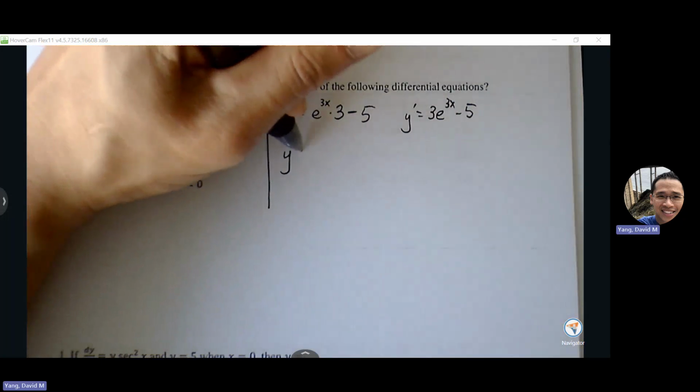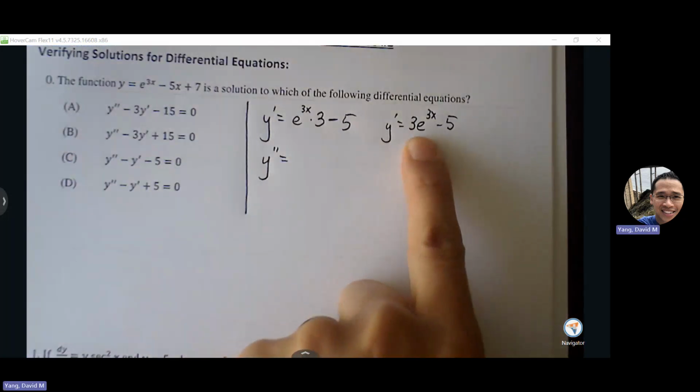Okay, y double prime. Second derivative.